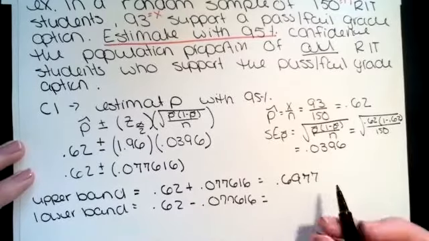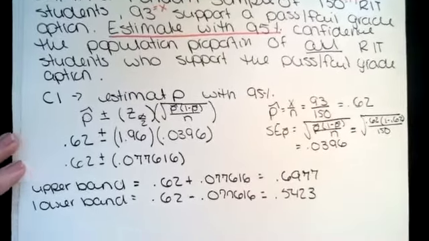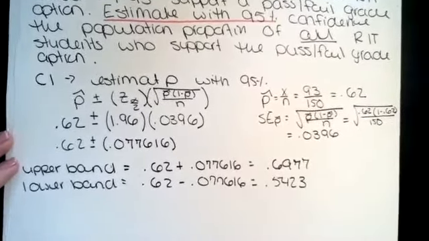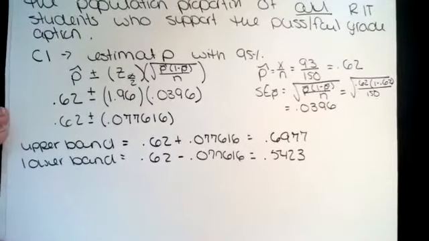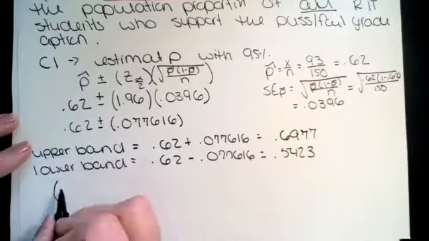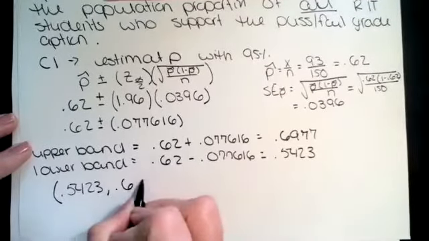So when I subtract these, I get 0.5423. That's my lower bound. It's a lot on one page. It looks messy. I'm not even done with my page. So how we write this answer is in interval form. So 0.5423 up to 0.6977.